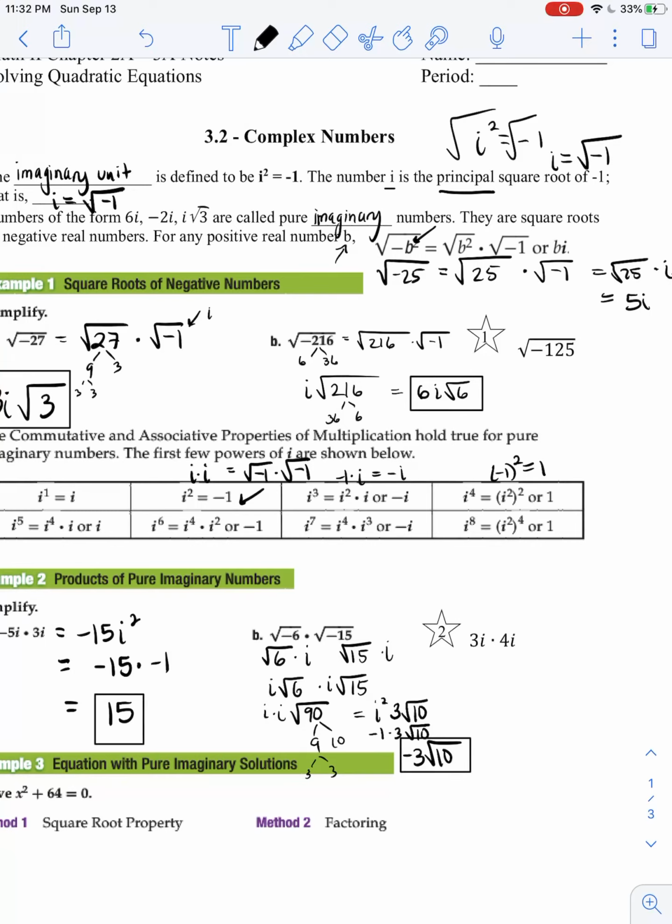I'd lost an i. Well, geez, that would be bad if I lost an i. I lost an i in math terms. So yeah, that's better than losing an actual one.